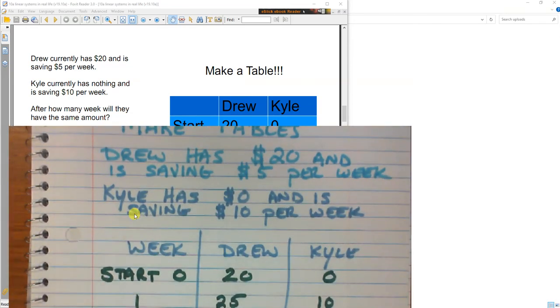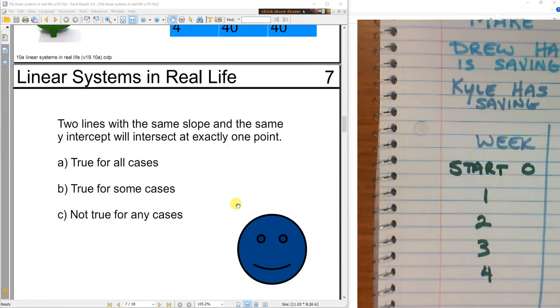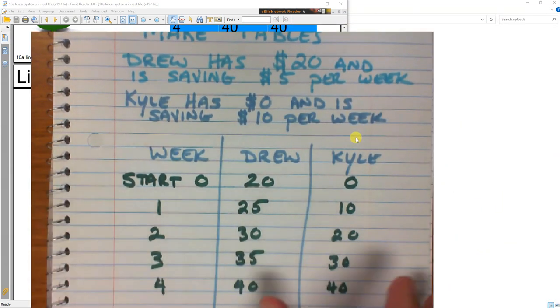Okay, so now let's do some problems on the computer. I think that's probably it for the notes. Okay, this lesson is like a 2-in-1 lesson. Two lines with the exact same slope and the same y-intercept will intersect at exactly 1 point. Okay? Come back to your notes. For the line problems, draw lines.